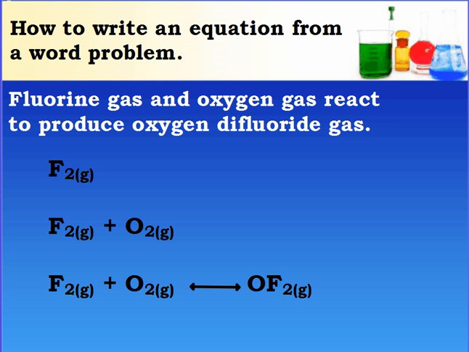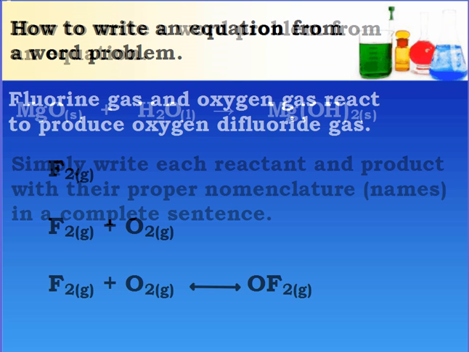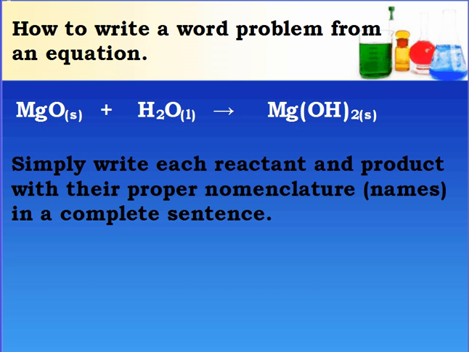Next, we're going to learn how to write a word problem from an equation. What we're going to do here is we're going to look at each reactant, note their state of matter, and the product, again noting the state of matter.